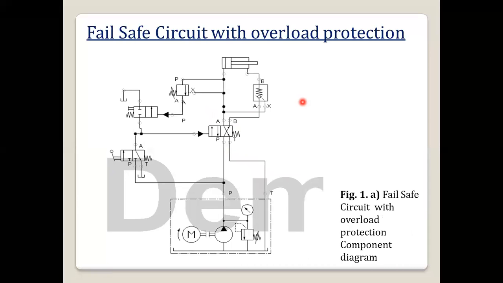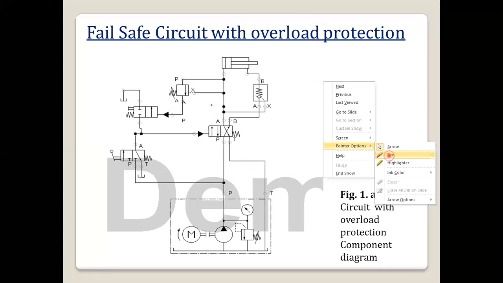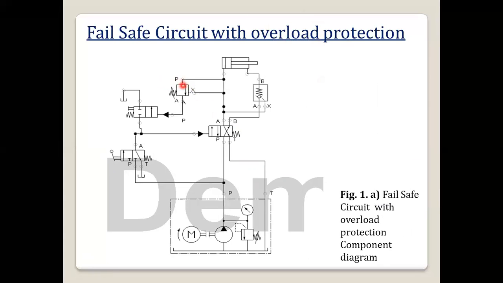Next, in the fail-safe circuit, we will see the overload protection. Suppose there is an overload in the hydraulic system, then how can we protect that system? For that case, we have to use the sequence valve.